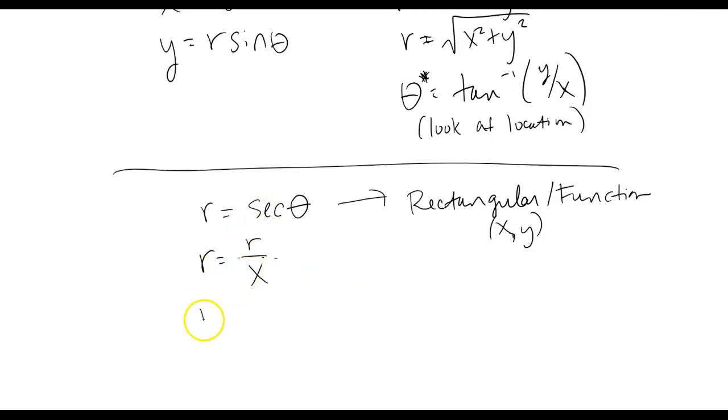Okay, so if secant is r over x, then what I could do is just try to maybe rearrange this. So r x is equal to r. Maybe I'll divide the r to this side. So x equals 1. So guess what? r equals secant theta actually just turned into x equals 1. Bizarre, right? Okay. So I guess if I were to graph this in the calculator, it would look like the graph of x equals 1. It would look like a vertical line. So those are things that you can do with this.